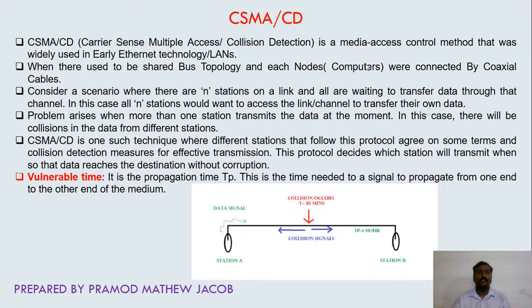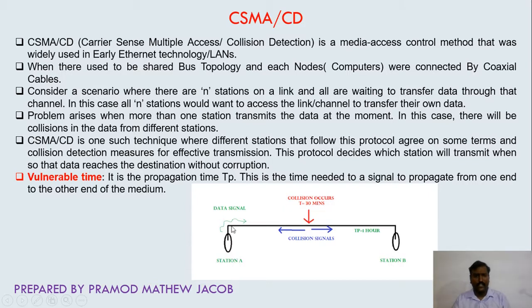The first one, CSMA/CD, that is carrier sense multiple access with collision detection, is a media access control method that was widely used in Ethernet technology or LANs. As we all know, in Ethernet technology, all the computers or nodes are connected by coaxial cables using a shared bus topology. So there is only a single shared line and all the nodes are connected to that particular line. Whenever two nodes are transmitting data at the same time, there is a probability that a collision may occur.